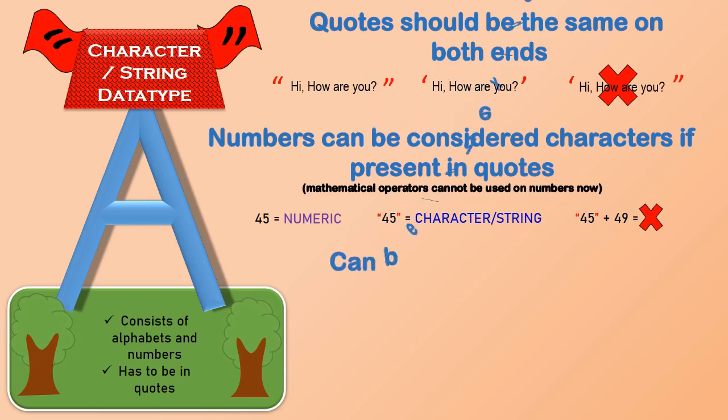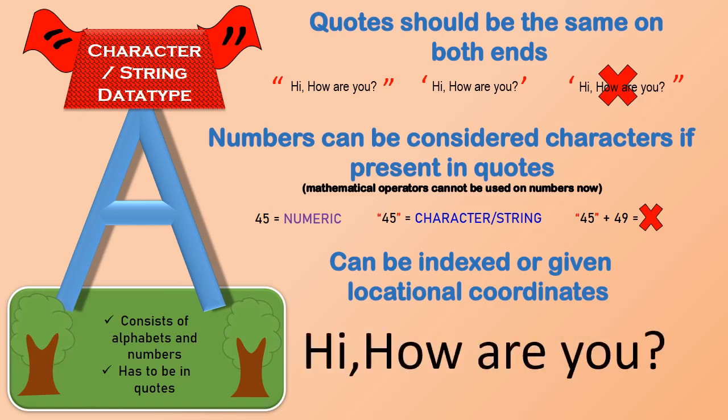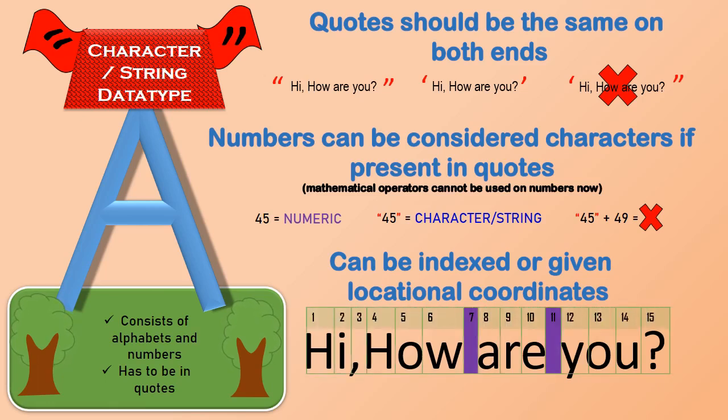An interesting feature of this data type is locational indexing. Whenever you enter a character, each letter is given a locational index. For illustration, let's consider the data "hi, how are you?" Every character including alphabets, comma, and question mark will be given a location number sequentially. Even spaces have been assigned numbers, that is, 7 and 11. If you ask the location of w in this data, it will answer 6.